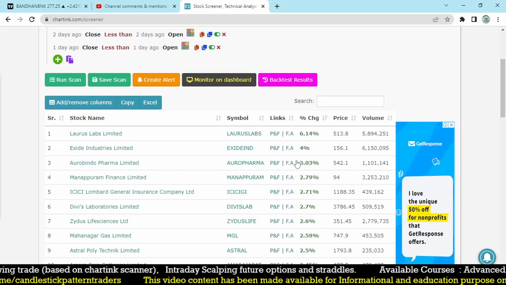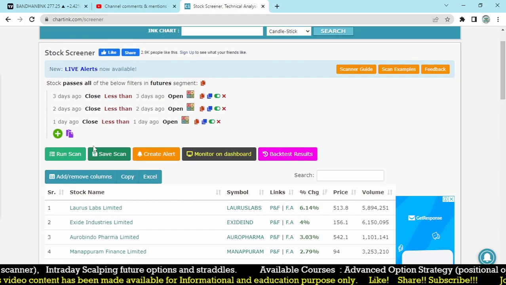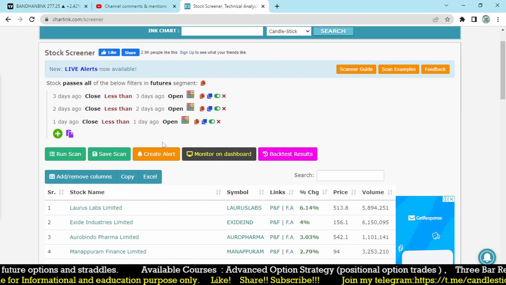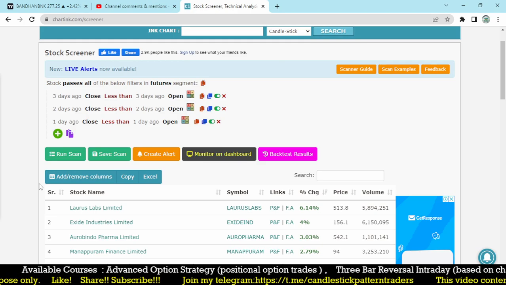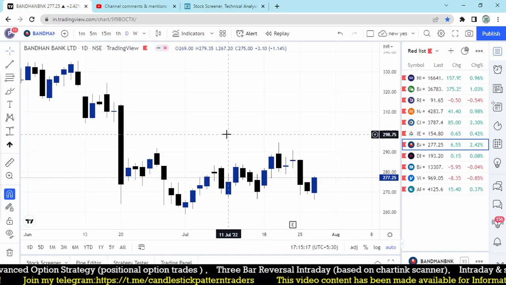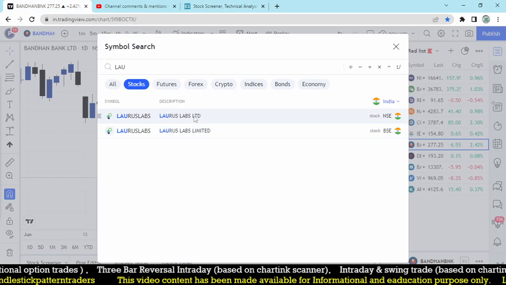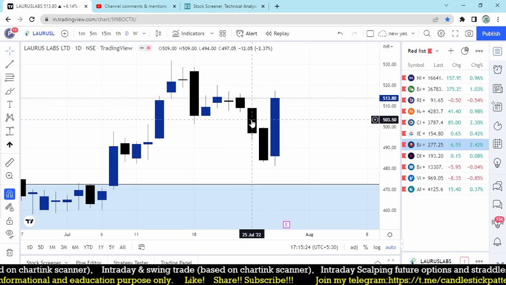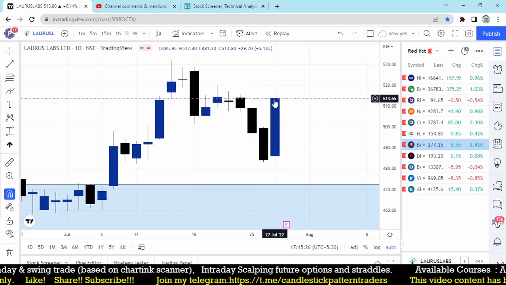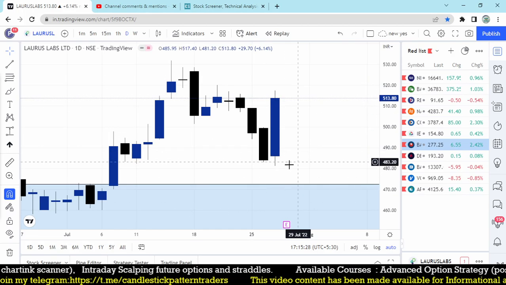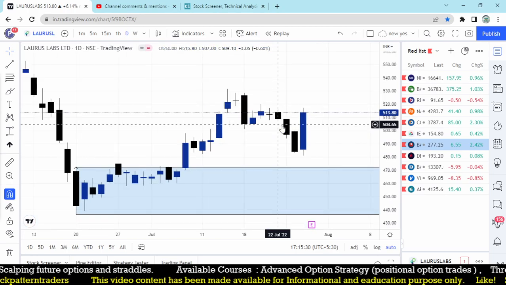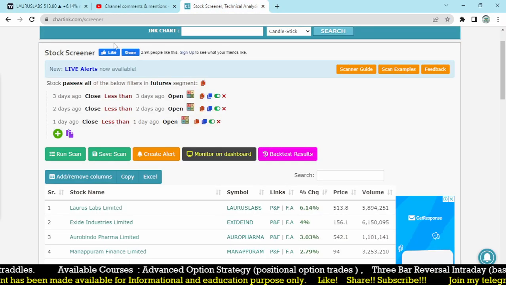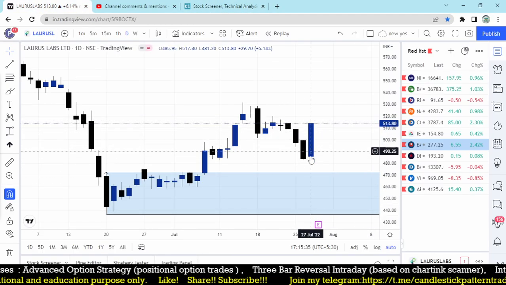So if you run the scan, what happened? 1 day ago close and 2 days ago close are less than the open. Lara's Lab is 6% up today, but 3 days down. How has that become possible? Do you see that? Lara's Lab had 3 consecutive down days, and today it was a very big bullish candle, engulfing all 3. But what was the condition here? We mentioned 3 consecutive down candles.